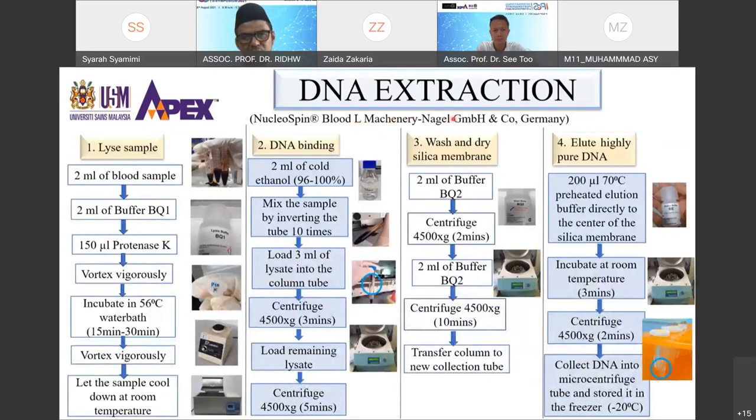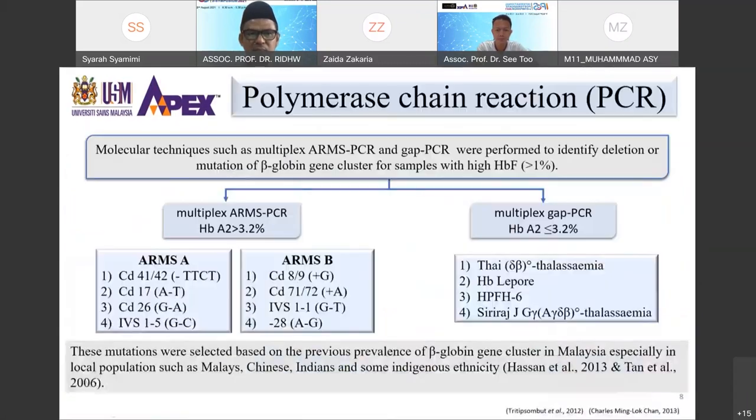Okay, we proceed to the DNA extraction by using the kit. So we have four main steps. This step, we use to filter the unwanted material and to remove the contaminant. So we can collect the DNA sample for the further diagnosis.